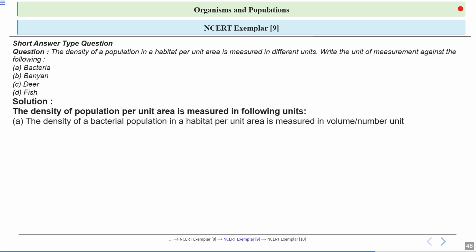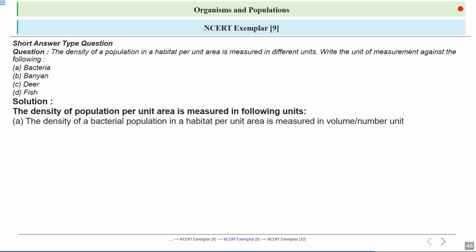First of all, let's talk about the bacteria. So for bacteria, we usually measure their density in terms of volume, or number per unit volume. Now, since bacteria are microscopic and often live in liquids or on surfaces, it's practical to count how many are present in a specific volume, like per milliliter or cubic centimeter.